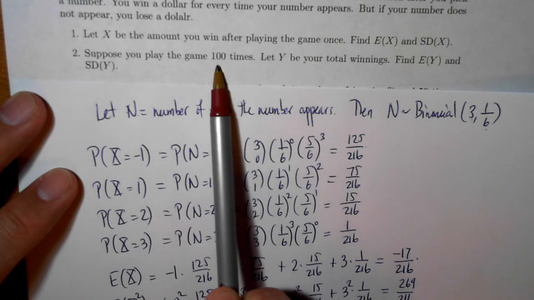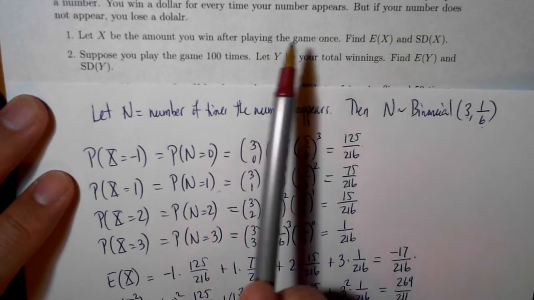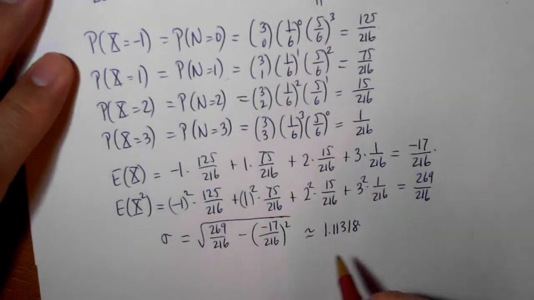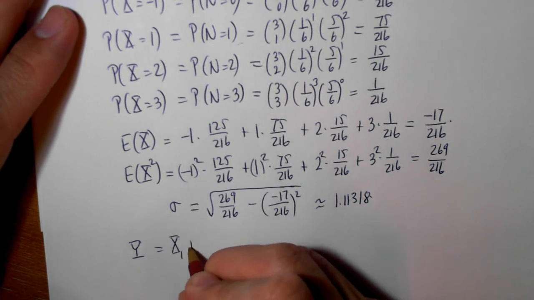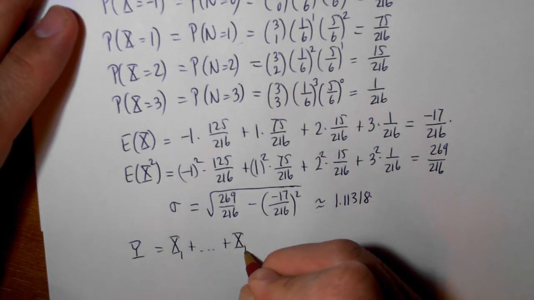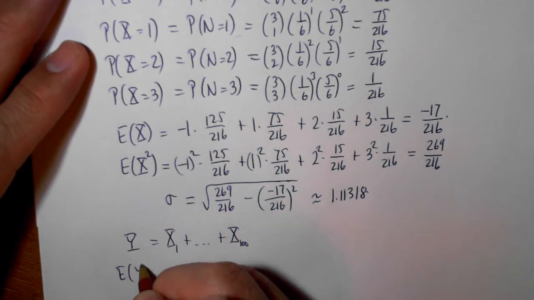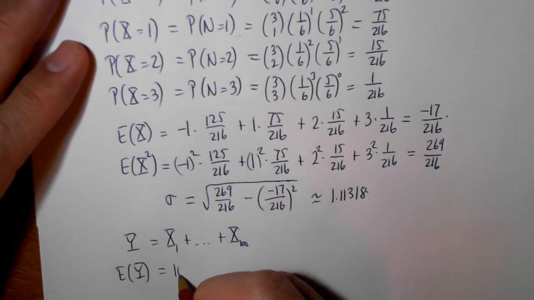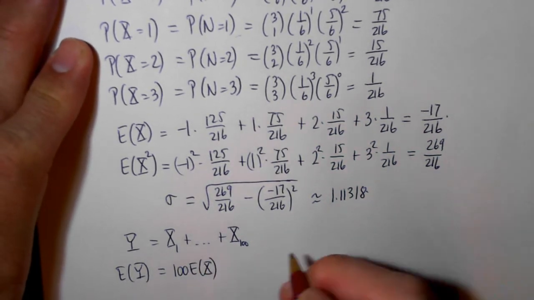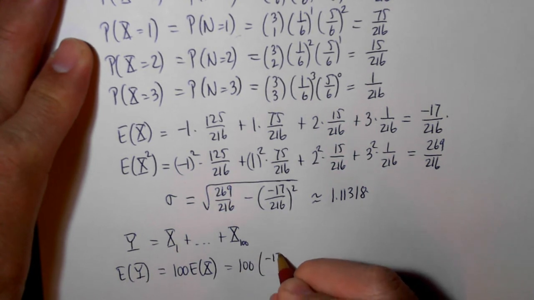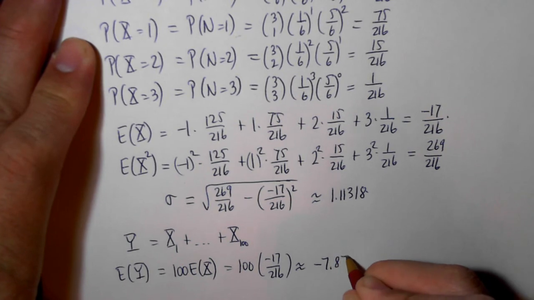Part 2 of the problem, we play the game 100 times and let y be the total winnings, figure out the expected value of y and the standard deviation of y. So y is equal to the sum of 100 playings of this game. From one of the theorems in class, the expected value of y would be equal to 100 times the expected value for x. So that's 100 times -17 over 216, which would be approximately -7.87.